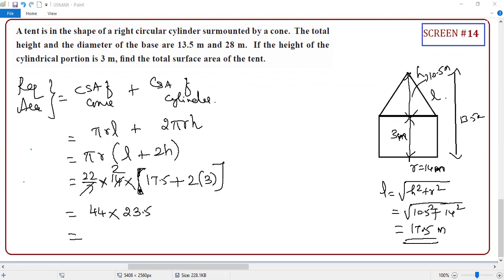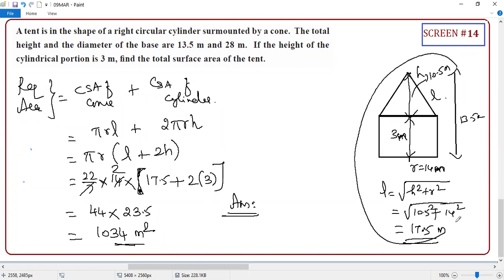What is the final answer? 1034 meters square. Or you can write square meter also, student. Both of them are correct. Okay. Then, guys, how to write the answer? Sir, how to deal with it in my actual paper? You draw the diagram and do this first work on the left side, no problem. And this is one side. So basically, it is not more than one page, student. So you can say TSA of the tent equal to 1034 meters square.